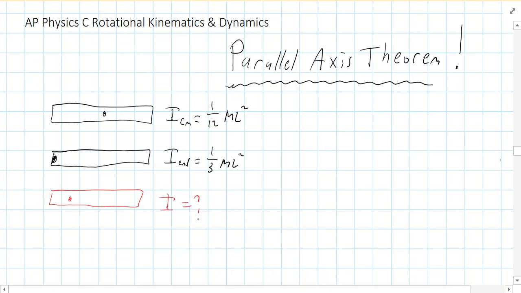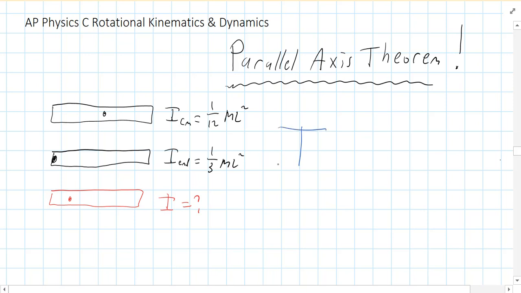Okay, so you could integrate as we've been doing, but this parallel axis theorem is exceptionally convenient in order to figure out the moment of inertia about a point. It relies on knowing the moment of inertia of the object about the center of mass. So, for example, well, first of all, what's the equation? Let me tell you that.